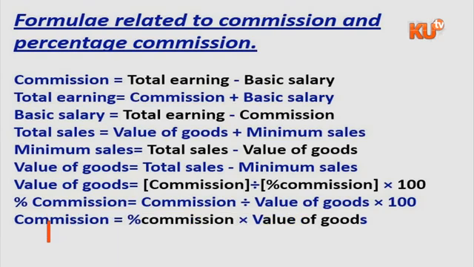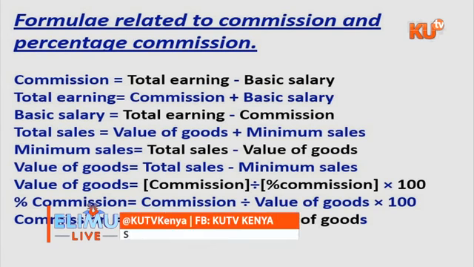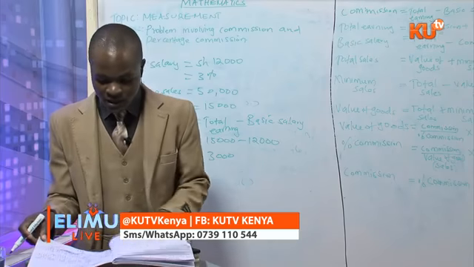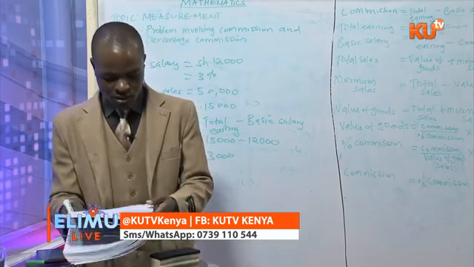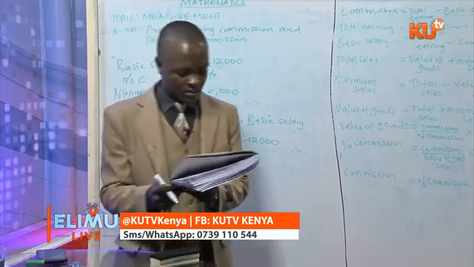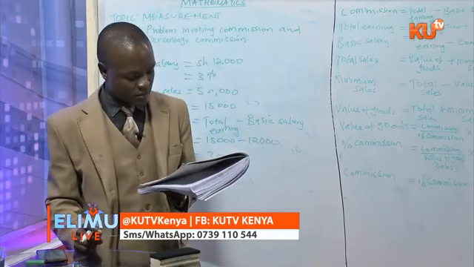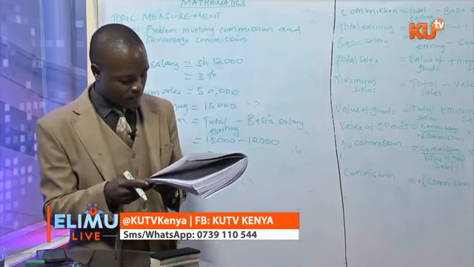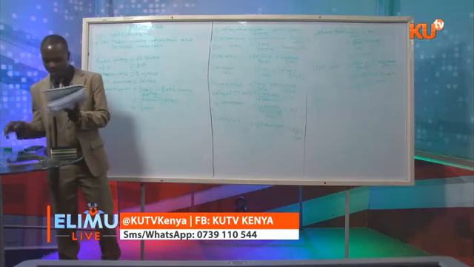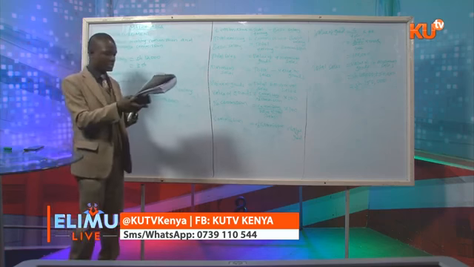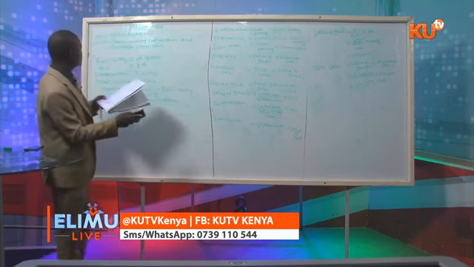Okay. Last, that is 20 question, KCPE question. This was asking about percentage commission. So we look at question number 17. It was set in 2012. This is in slide 11. A company gives commission on sales above 100,000.